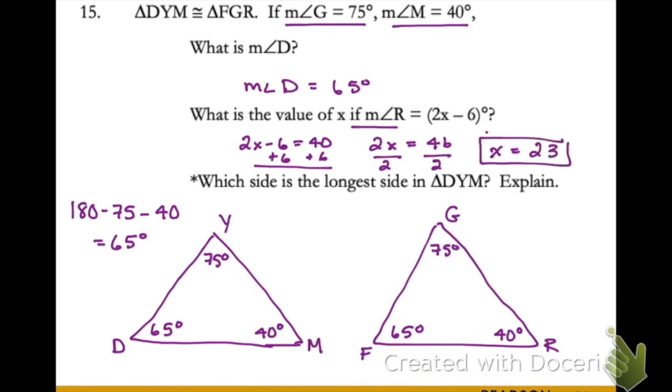The last one here says, which side is the longest side in triangle DYM? Well, if we think back, we talked about before how the longest side is always opposite the largest angle. Same thing, the shortest side is across from the smallest angle. If I look at my triangle DYM, we notice that the largest angle here is angle Y at 75 degrees. And so that means that the side across from it, DM, will be the longest side. And so since angle Y is the largest angle, it must be across from the longest side, and that will be DM.